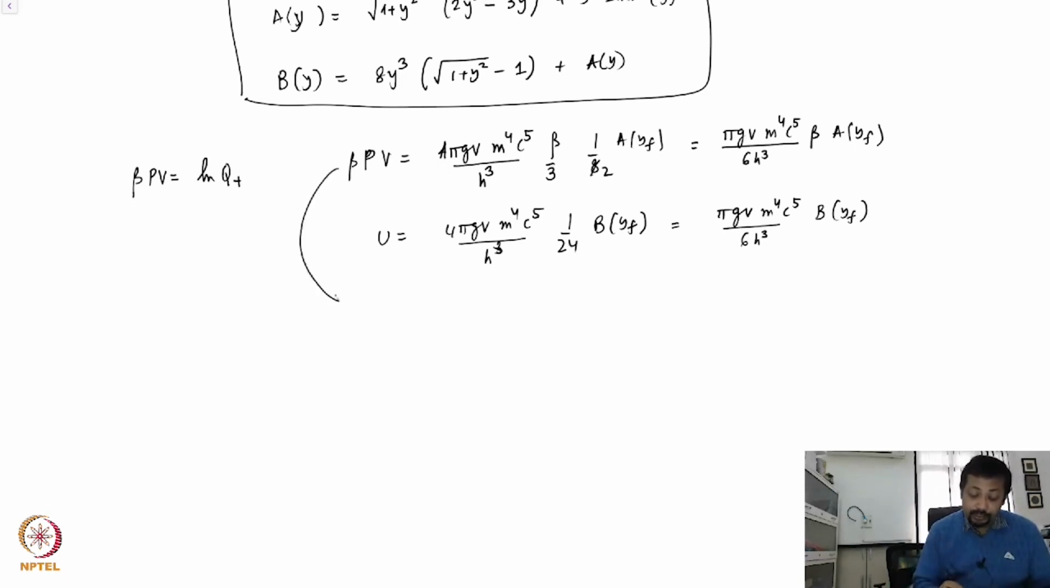So let's use this quickly to write down the thermodynamic pressure of this gas: it is going to be pi G V M4 C5 over 6h cube. The beta cancels out. I will have A of YF.